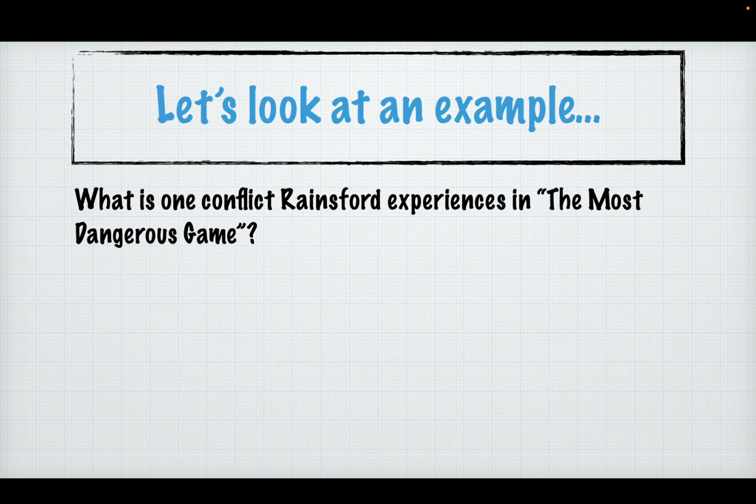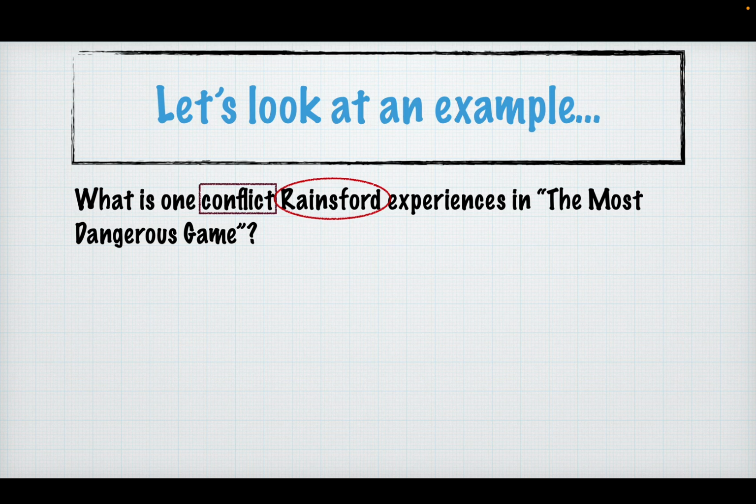All right, so let's look at an example. I chose a prompt for this example that y'all are not going to do, but you can kind of see how I've done this and use my example as a way to write yours. Okay, so my prompt is, what is one conflict Rainsford experiences in The Most Dangerous Game? All right, so one thing I know I need to have in my answer is I need a conflict, and I need that conflict to be something that Rainsford experiences.